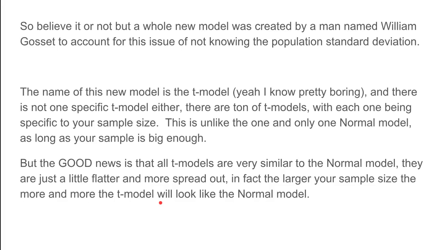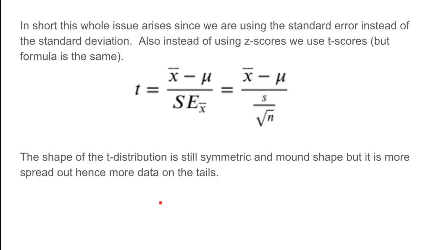In fact, the larger your sample size, the more and more the T model will actually look like the normal model. So for small samples, the T model is really necessary, but for really big samples, the T model and the normal model are pretty much the same thing. Now, in short, this whole issue arises since we are using the standard error instead of the standard deviation. Also, instead of using Z-scores, we now have to use T-scores that are in the T model.